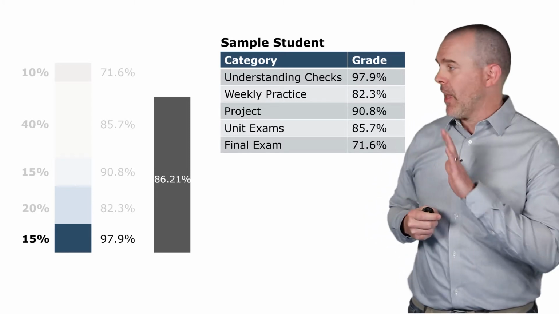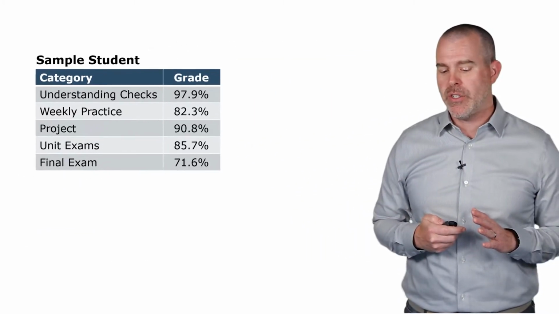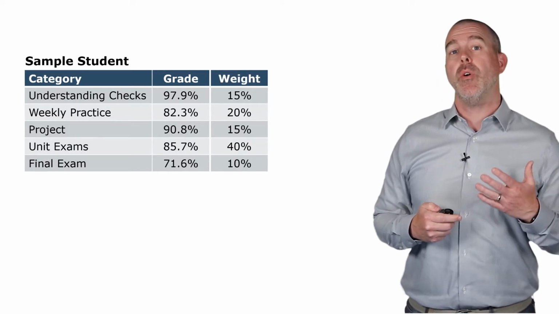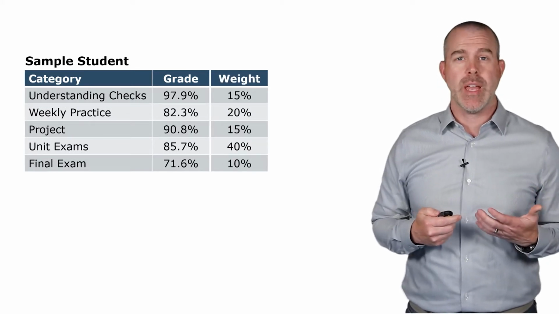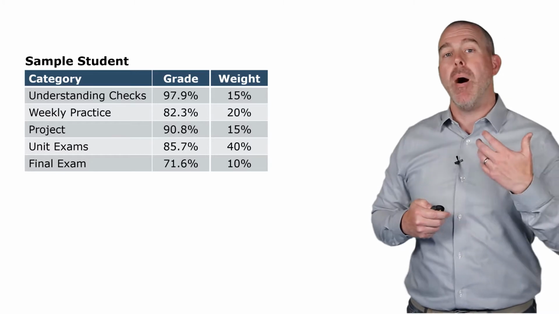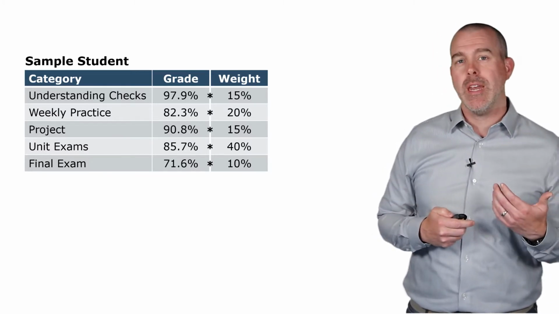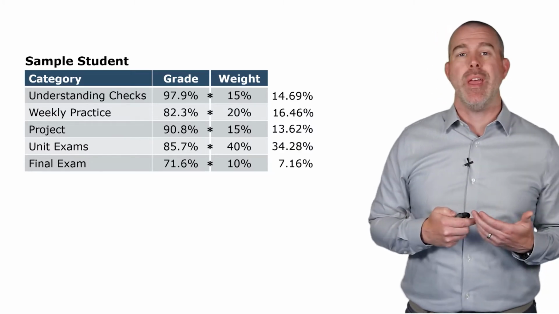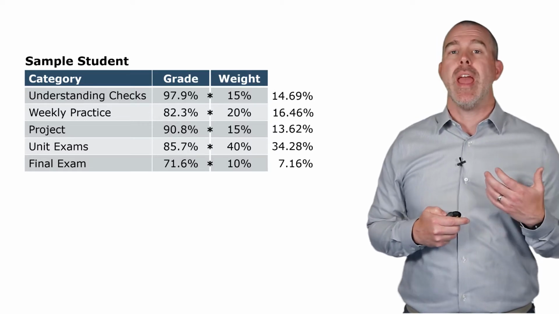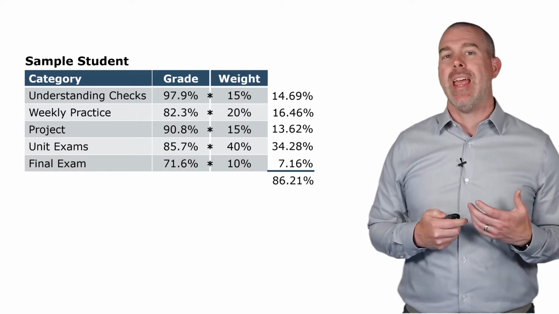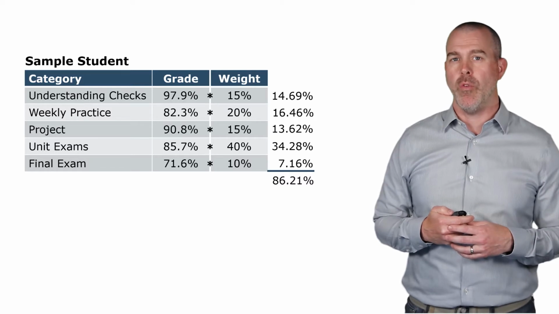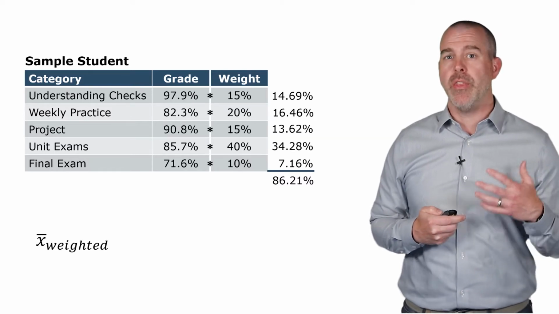Here's how this would work. If we have the table, we're going to add another column with the weight from the different category. That's what that category is weighted. And then we'll multiply them. We multiply the grade by the weight. We get then this weighted portion. We add all of those up and we get the 86.21% overall. This is called the weighted mean.